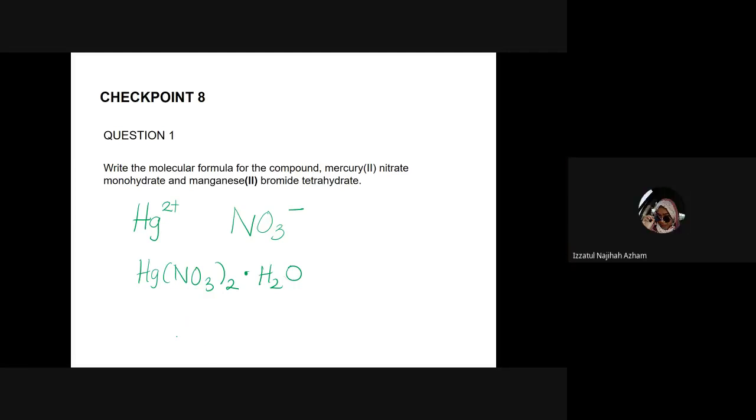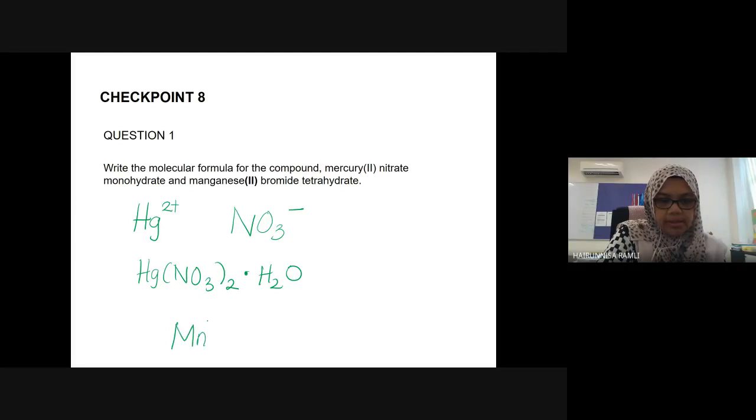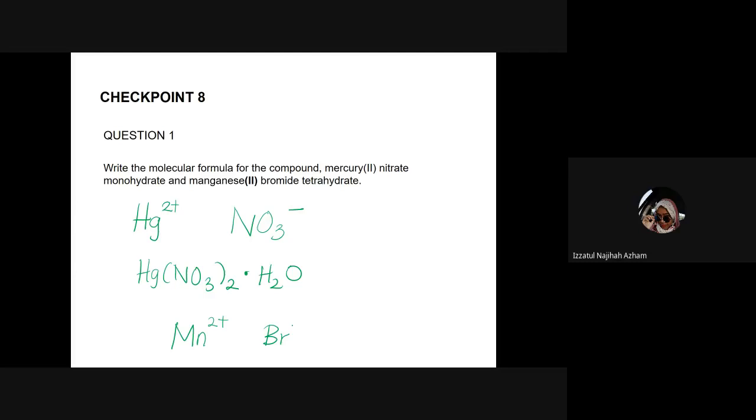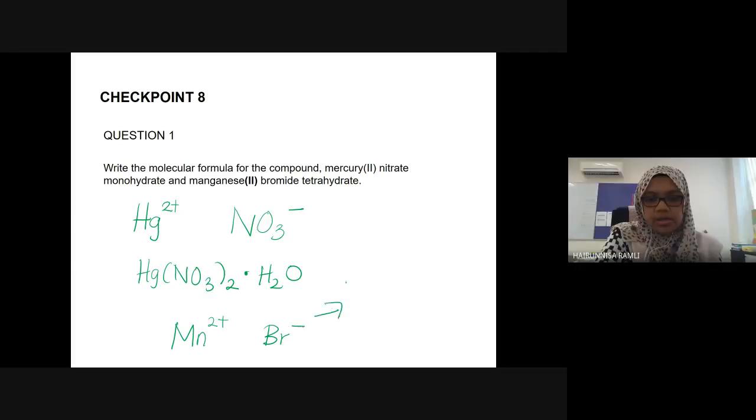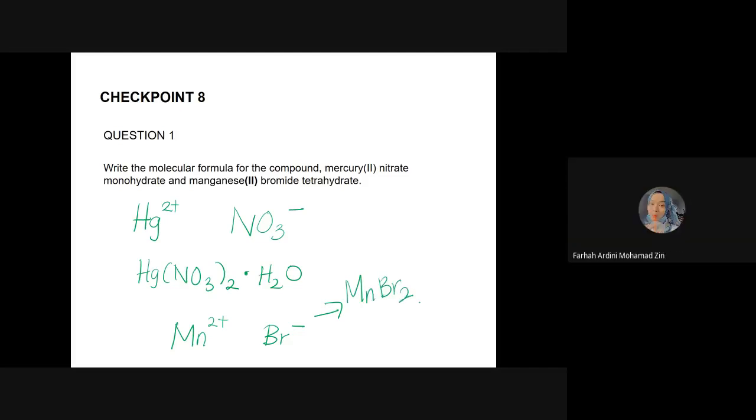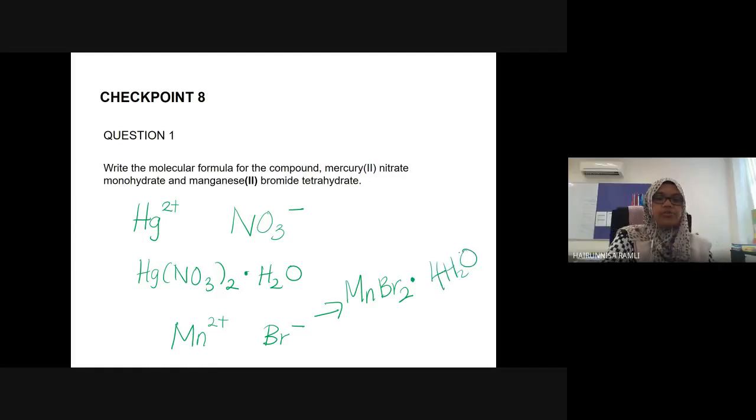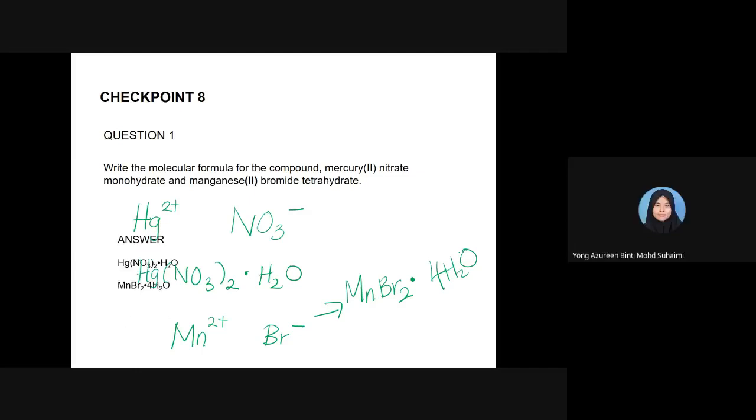How about manganese 2 bromide tetrahydrate? Mn. Manganese is Mn2+ and Br, so maksudnya kat sini dia jadi MnBr2 dot 4H2O. Ya, kita check betul ke? Yeah, betul.